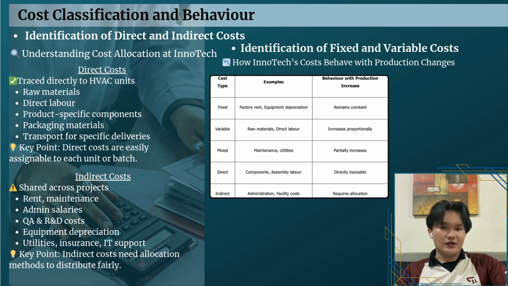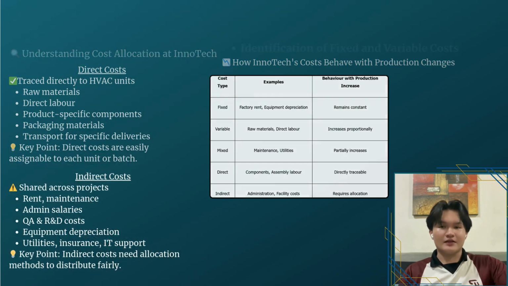Then there are mixed costs, a combination of both fixed and variable components. For instance, maintenance may have a base fee of 5,000 ringgit, but additional charges are based on machine hours. Similarly, supervisors' bonuses may depend on production output. Understanding these categories helps InnoTech plan for expansion by focusing on how total costs will shift at different production volumes. Fixed costs are spread out over more units, while variable and mixed costs scale with growth. This distinction is key in break-even analysis and capacity planning, topics we'll explore in the upcoming slides.